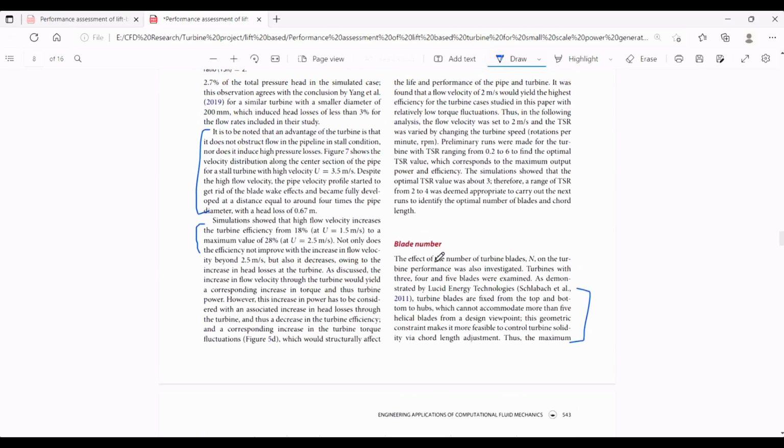And the simulations showed that the flow velocity increased the turbine efficiency from 18% to a maximum value of 28% at a free stream velocity of 2.5 meters per second.